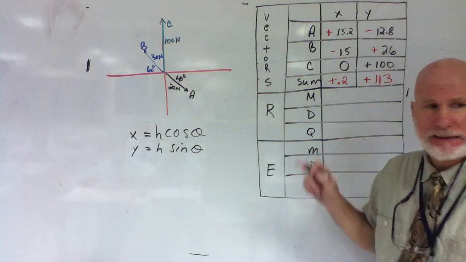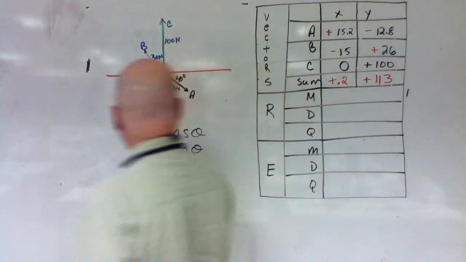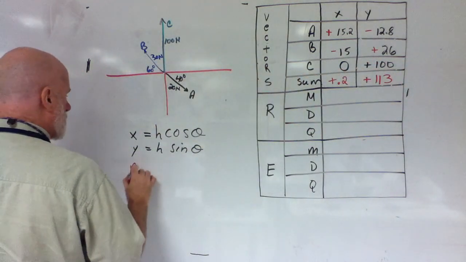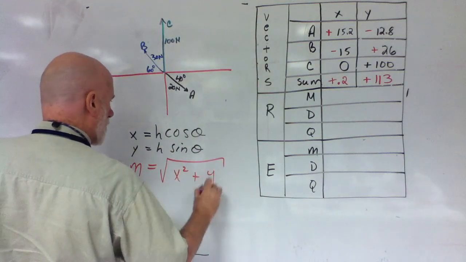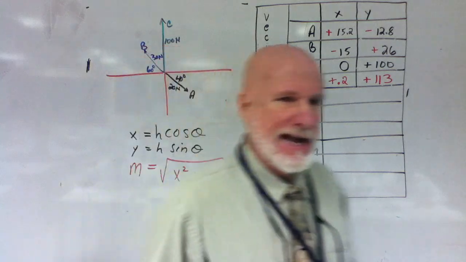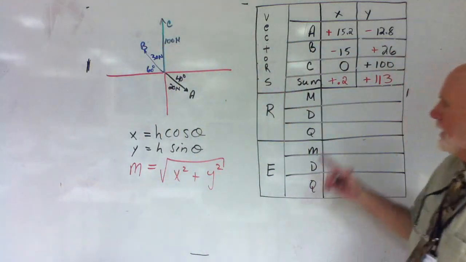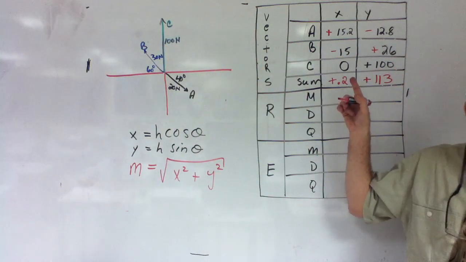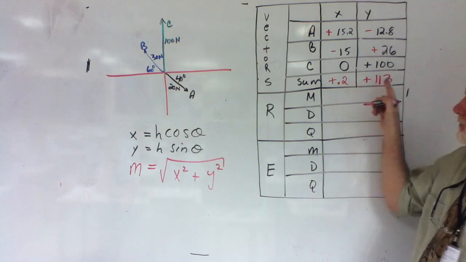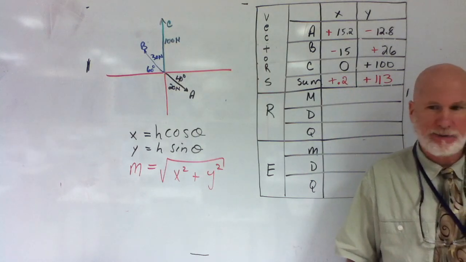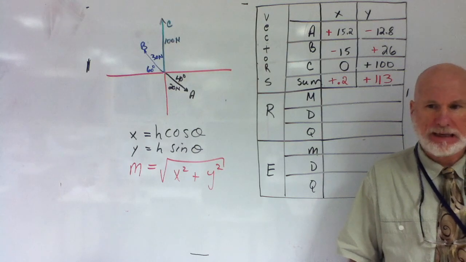Okay, now. So what is the magnitude going to be? So you don't have to worry about negative or positive, do you? So what is the square root of the following sum? 0.2 squared plus 113 squared. What's that going to be?